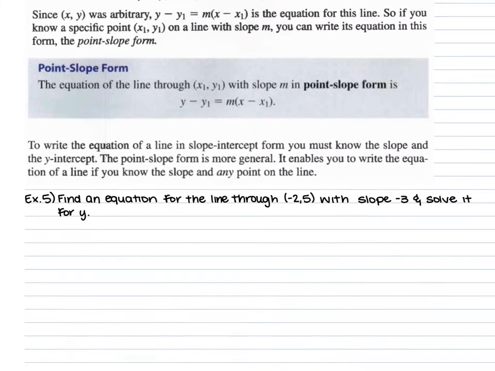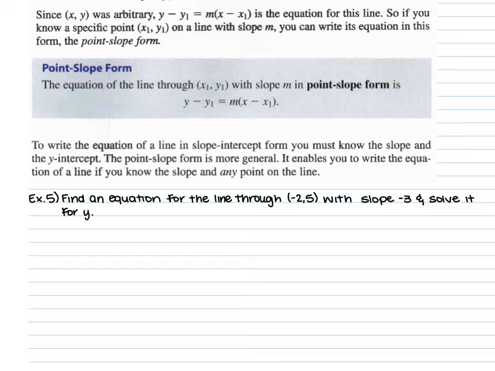So, working with this point slope form equation, y minus y1 is equal to m times x minus x1. We're going to have y minus, our y value is 5, is equal to our slope, which is -3, times x minus our x value, which is -2. Those two negatives next to each other turn into positives, so this is just y minus 5 is equal to -3 times x plus 2.